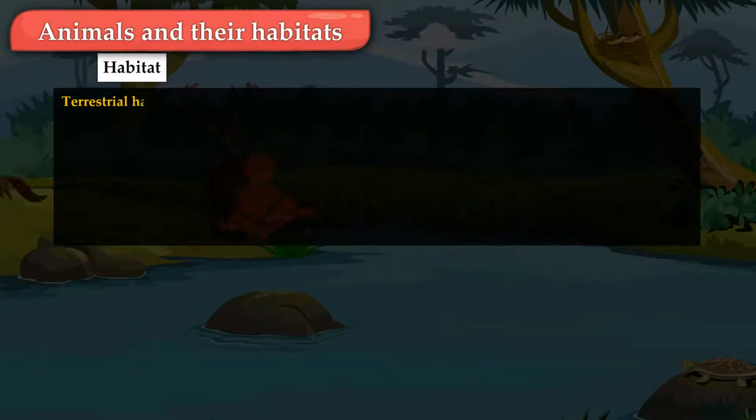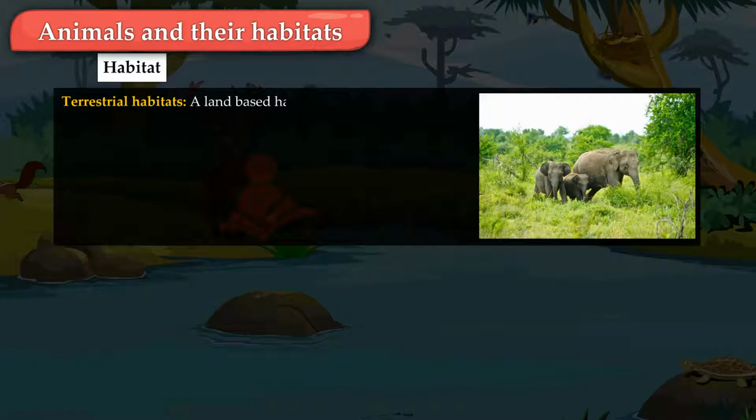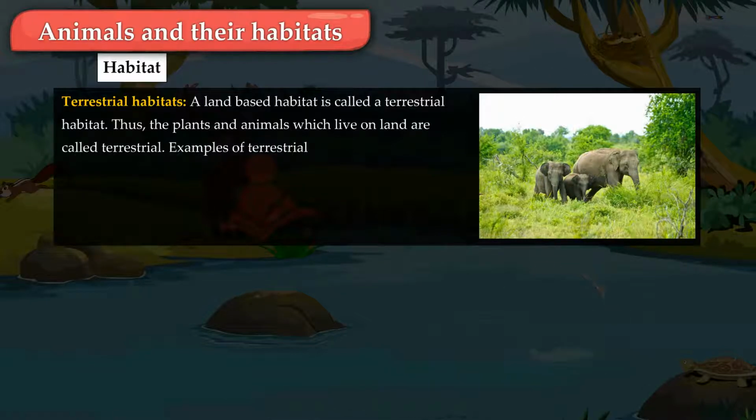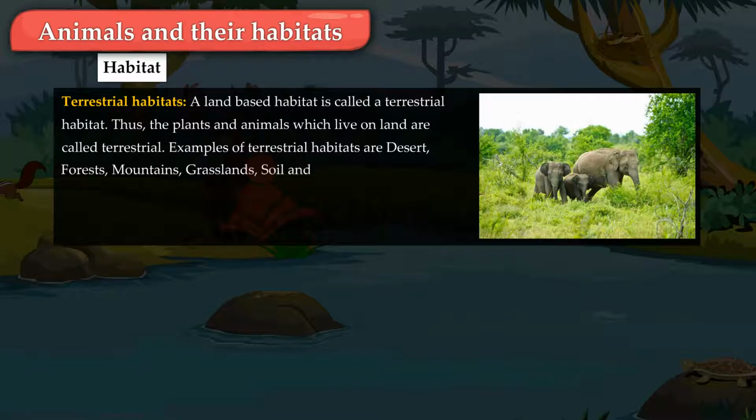Terrestrial habitats. A land-based habitat is called a terrestrial habitat. Thus, the plants and animals which live on land are called terrestrial. Examples of terrestrial habitats are desert, forests, mountains, grasslands, soil, and homes.